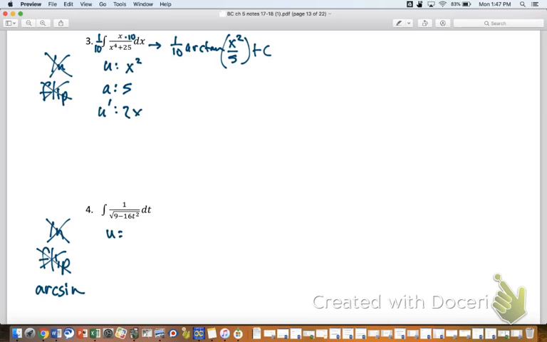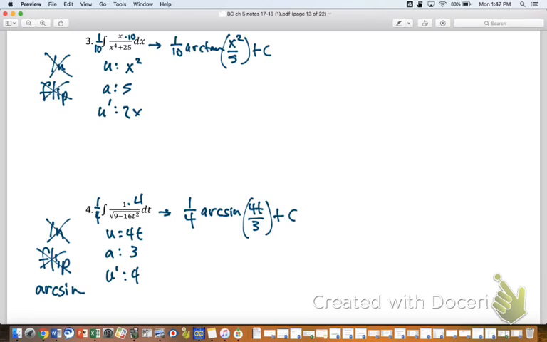So then that would mean u would have to be 4t, a would have to be 3, u prime would be 4. Remember the pattern for arcsine? The numerator has to be u prime. So that means the numerator has to be 4, and it's a 1. So Timmy messed up. We can fix that. Times 4 times 1/4. So it'd be 1/4 arcsine of 4t over 3 plus c. Any questions on those two?